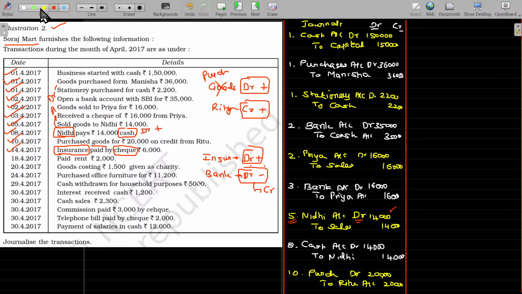So, on 14th, the entry being insurance account debit to bank account, is that okay? This value being 6,000. Then 18th, we will move on to the 18th one.